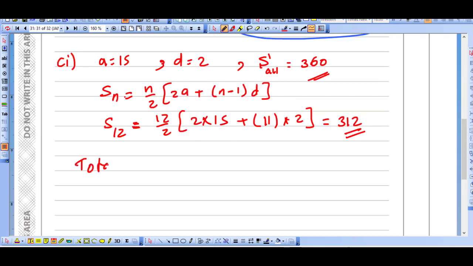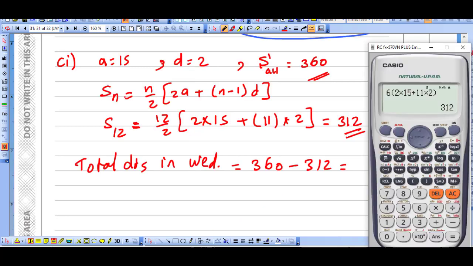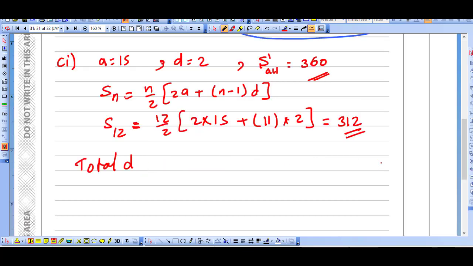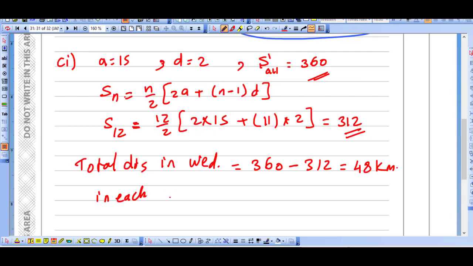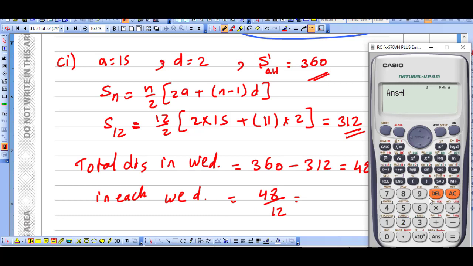So total distance in Wednesdays will equal 360 minus 312. So it's equal to 360 minus answer. So 48 kilometers. So each Wednesday will equal 48 divided by 12, because there will be 12 Wednesdays. So 48 divided by 12, 4 kilometers.